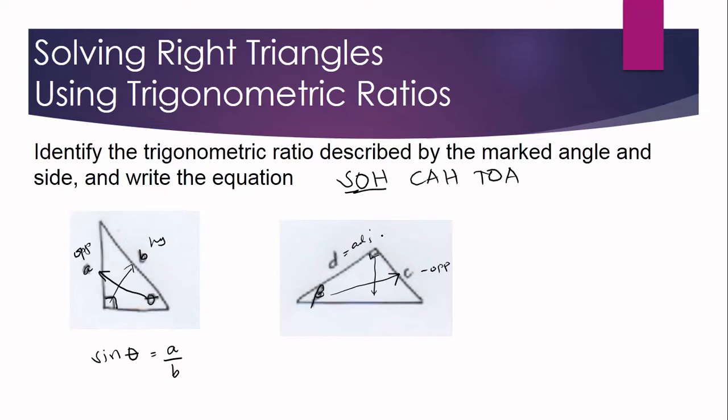So based on here, we have the opposite side and the adjacent side of the marked angle beta. So we have opposite, adjacent. So this figure illustrates tangent. Then the equation will be tangent beta is equal to the opposite side, which is side C, over the adjacent side, which is side D. So here is the equation.